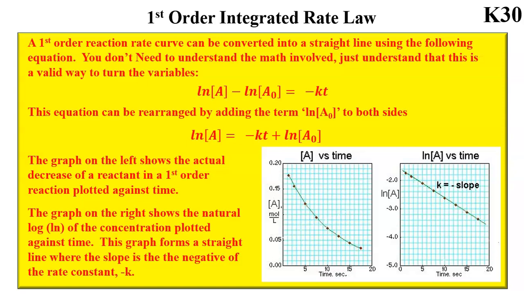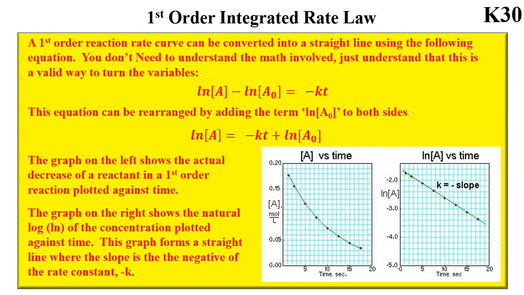The graph on the left shows the actual decrease of a reactant in a first order reaction plotted against time. It's the same curve we've seen before. The concentration drops fastest at the beginning when there's a lot of reactant, and then as you use up the reactant, A, it gets slower and slower, and the curve gets less steep.